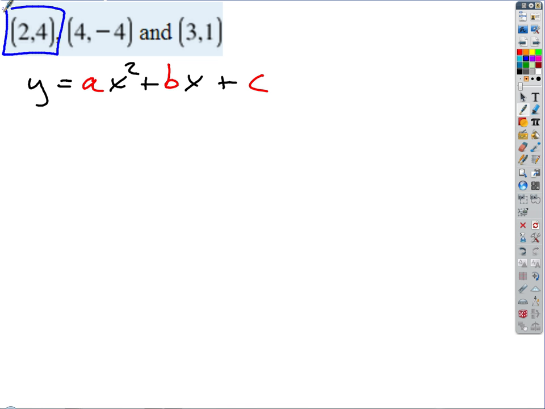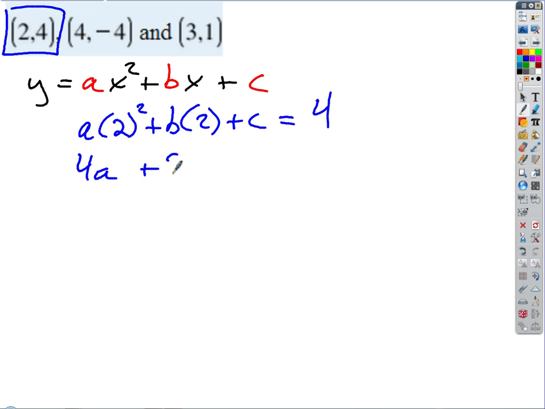Okay. All right. So attention up here, please. If I use the solution x equals 2, y equals 4, what is that going to turn this equation into? If I substitute those values, 2 for x and 4 for y, I get a times 2 squared plus b times 2 plus c equals y, which is 4. We could simplify that, and that's just going to be 4a plus 2b plus c equals 4.